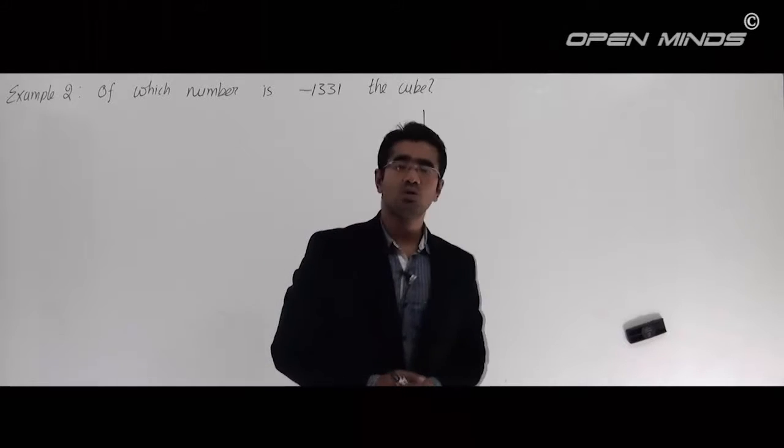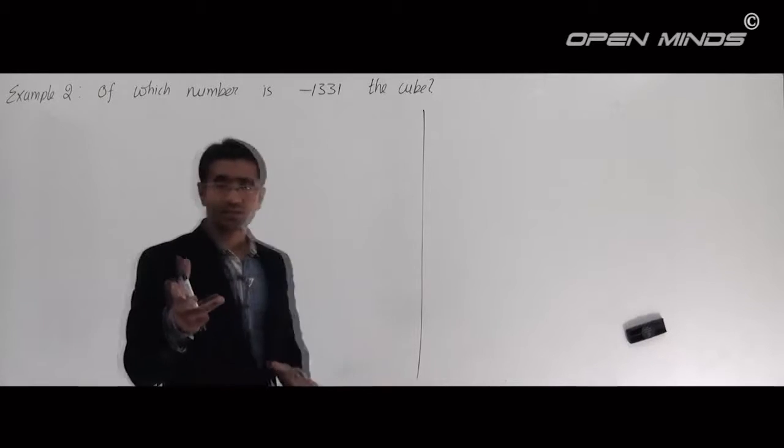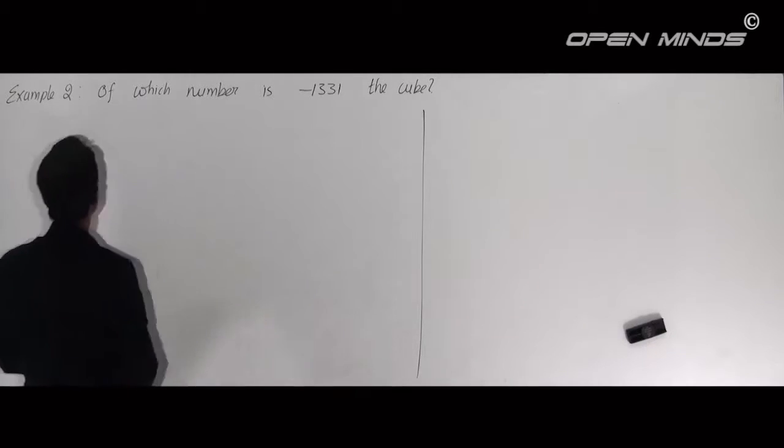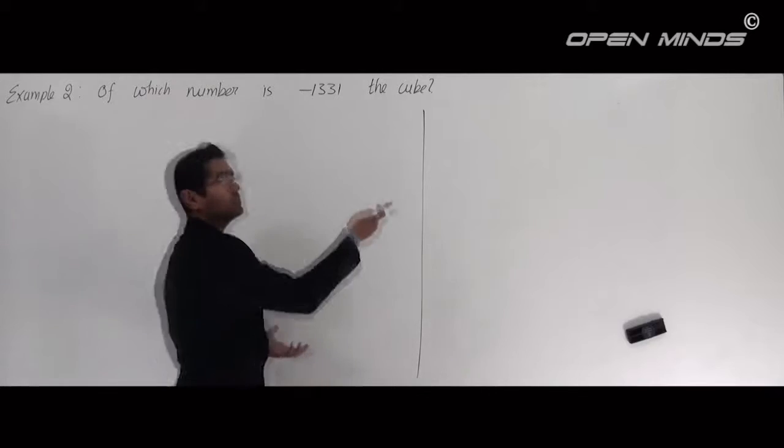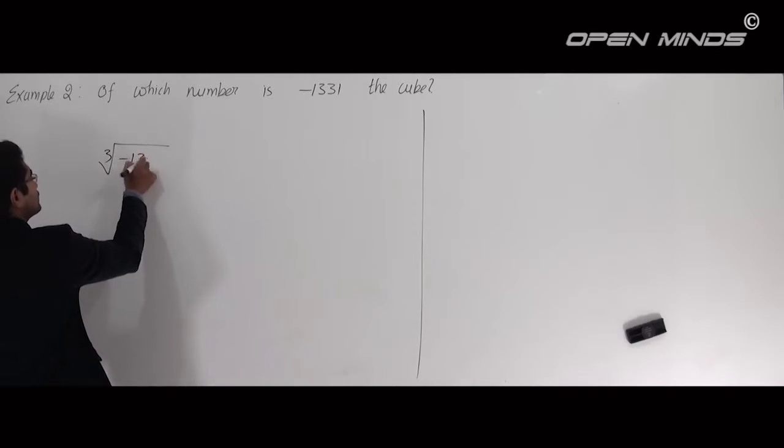Well guys, let's work with the next problem here. We've got to find the cube root of -1331. But look at the question. It is twisted. It is asking you of which number is this the cube. It means basically it's talking about what? Find the cube root of -1331.